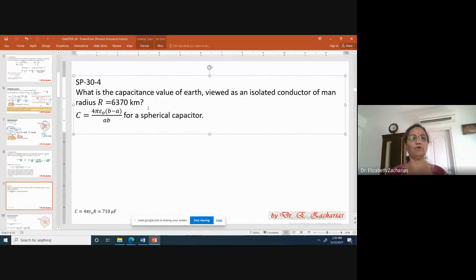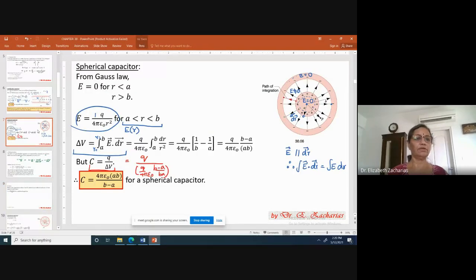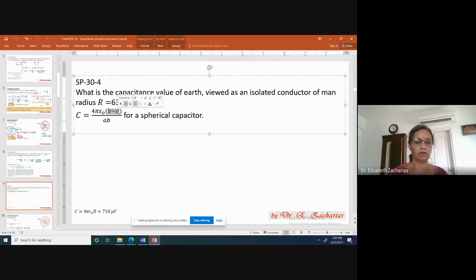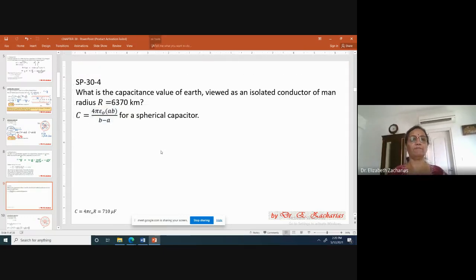Okay, now here is another problem. So C is 4 pi epsilon naught AB divided by B minus A.